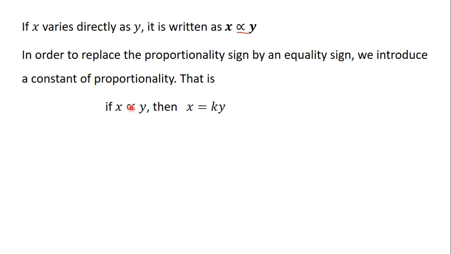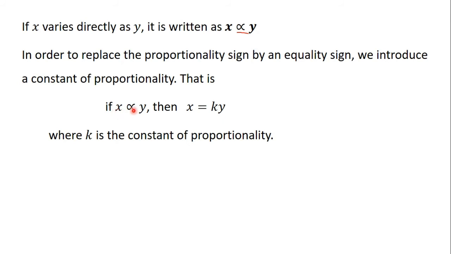So if x varies directly as y, it is written as x is proportional to y. Now, if we multiply y by a constant of proportionality, we can replace this proportionality sign with an equal to sign. So here, k is the constant of proportionality. So if x is proportional to y, then x is equal to ky, where k is the constant of proportionality. Now, with this expression, we can solve the problems or the questions that we'll be considering under variations. So take note of this.